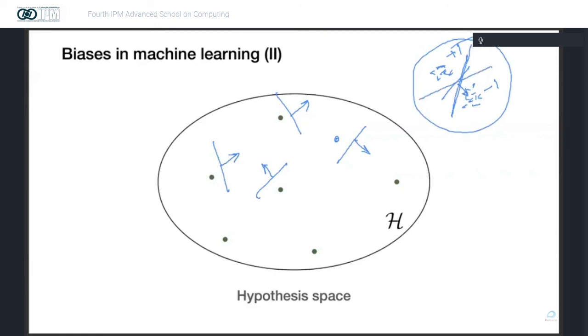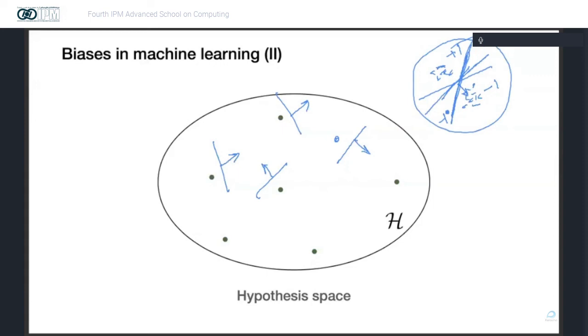But of course, in terms of generalizing to unseen data points, maybe there is a test data point here that belongs to class minus one. Some of them do a pretty good job, and some of them might get the data point wrong. Okay, so this is what I mean by the inductive bias.